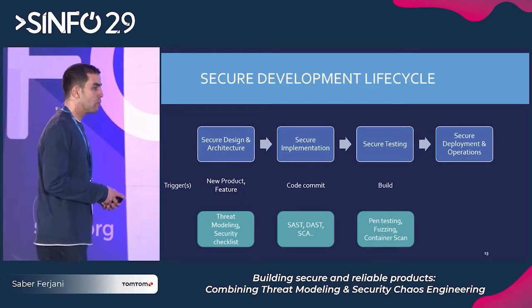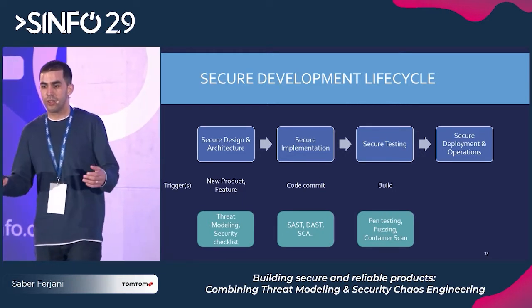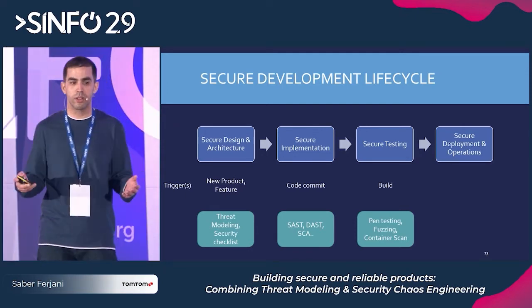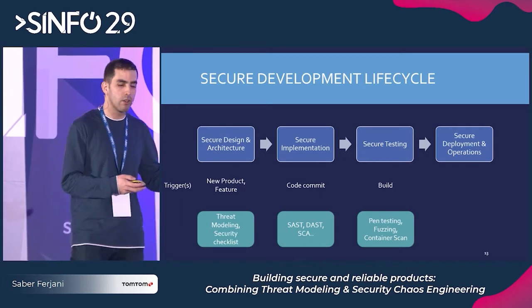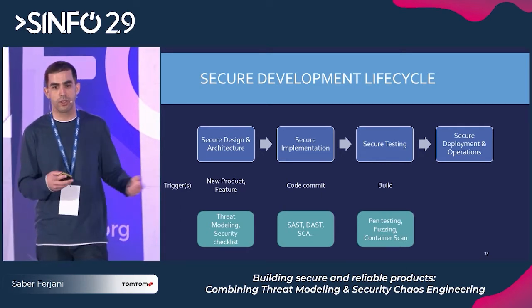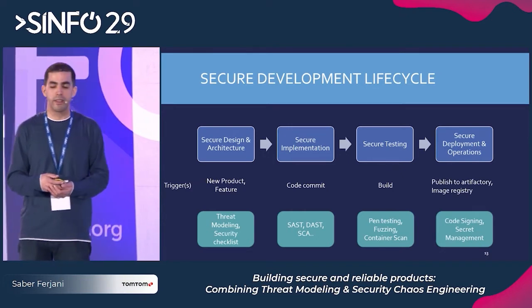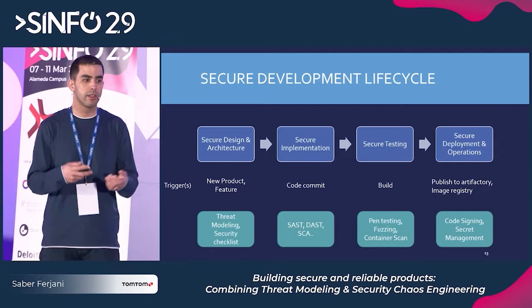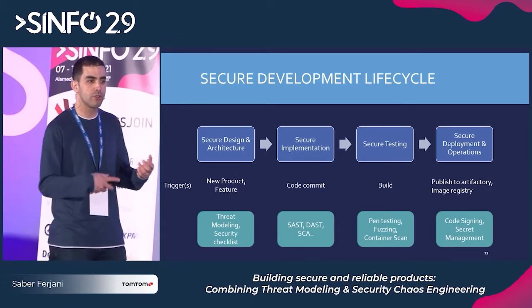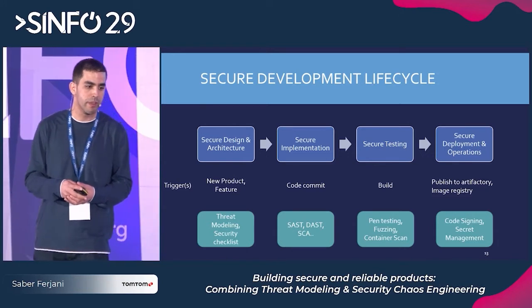And then we do the pen testing in order to make sure that, as I mentioned earlier, before the release, we have to test the product and make sure that it is good enough. We do some also fuzzing, or in case of containers, we use the container scan. And during the deployment or the release, we sign the code, and we do also some kind of secret management. If we have PKI infrastructure, we ensure that all the keys are updated on time, and so on.